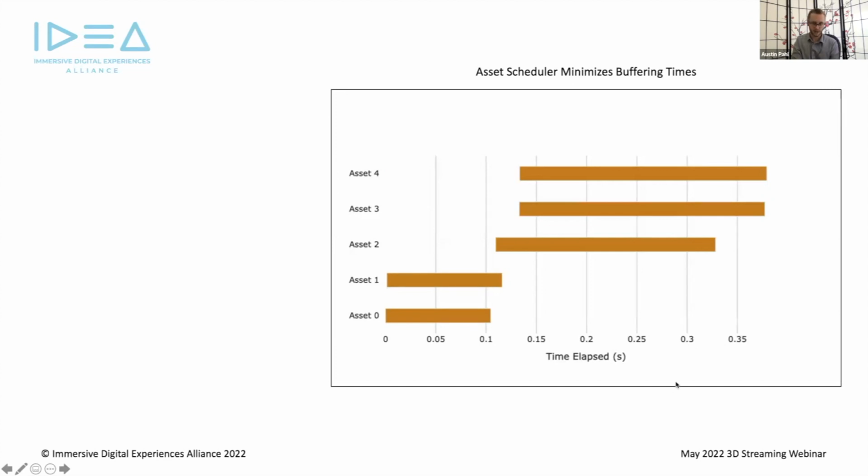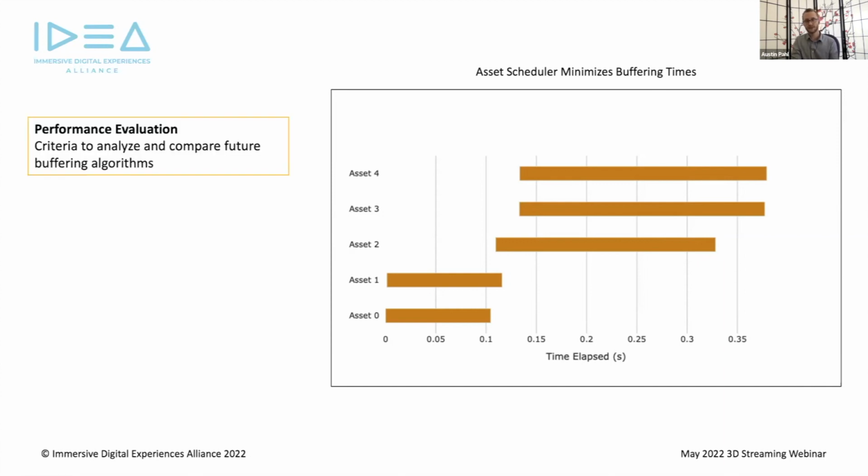This waterfall plot shows a trace of asset transmission over time during a short 3D stream. You can see that assets 0 and 1 were transmitted concurrently. Then assets 2, 3, and 4 came after that. This is effectively how we'll evaluate the performance of intelligent buffering algorithms with two main criteria. The first is asset availability. We need to ensure that assets are present and ready to render on the client for the entire duration that they're present in the scene being streamed.